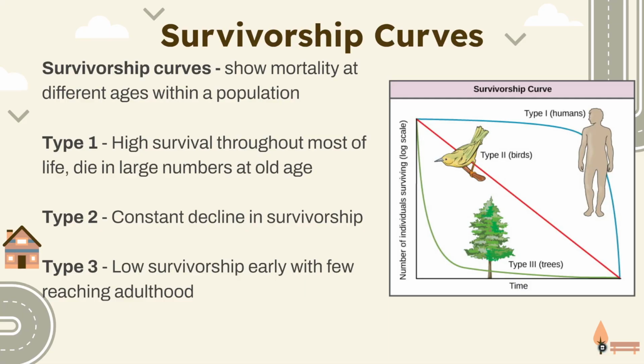Type 2 curve really looks more like a straight line. It shows a constant decline in survivorship throughout the organism's life. Some examples would include birds. Type 3, example trees, features a low survivorship early in life, but the few individuals that reach a certain age have a much higher chance of reaching adulthood. This is typical of r selected species.